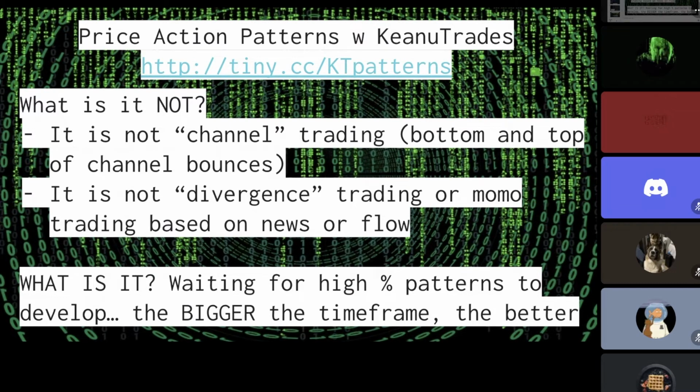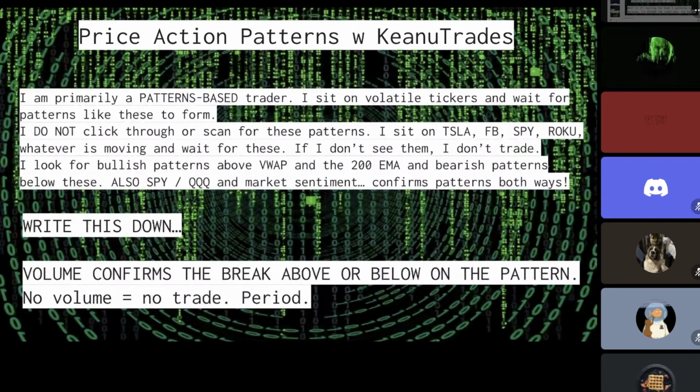So, just some more information here. I'm a patterns based trader. I sit on volatile tickers and I just wait for these to develop. I do not click around, like what's Boeing doing, what's Disney doing, what's Beyond doing. I just sit on Tesla, Facebook, SPY. I put Roku there because that was my old baby, but I don't really trade Roku now because it's been falling and the spreads have been getting worse and worse as volume has come out of it. So you cannot trade things that don't have that volume, as Champ was saying, because the spreads will just kill you.